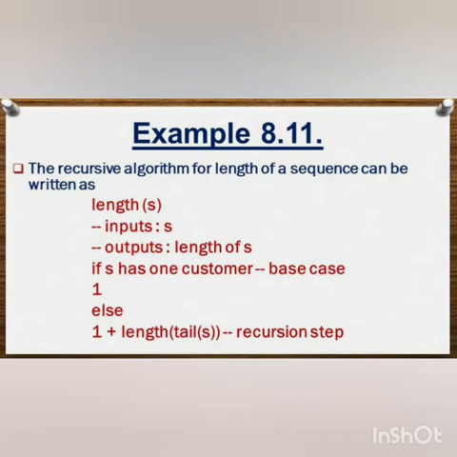If S has one customer, that is the base case. So, if S has only one customer, then that is a base case, and immediately it will produce the result as 1. Else, if S does not have one customer, they have more customers. In such cases, we have to call the recursion step. So, else 1 plus length of tail of S, that is the recursion step.